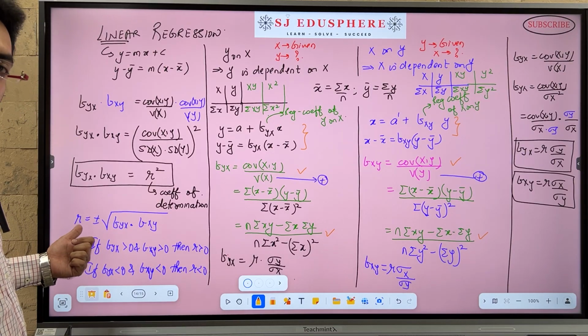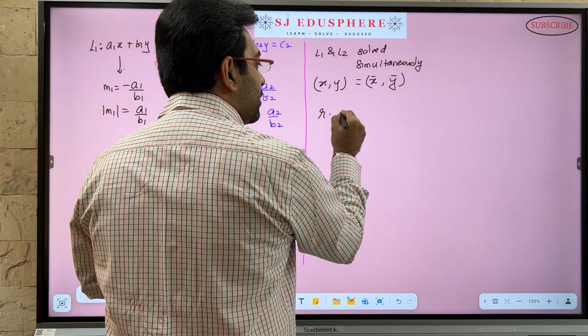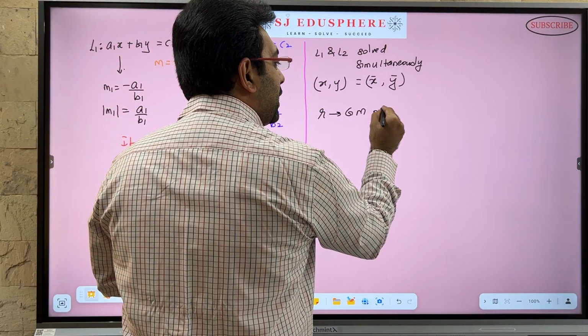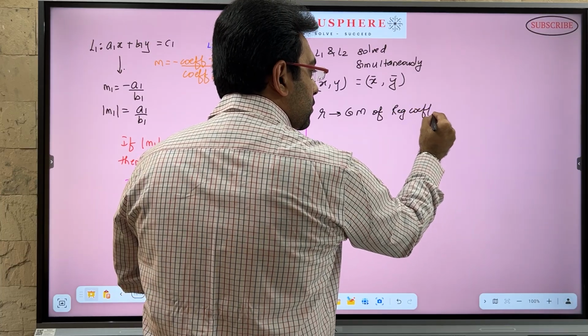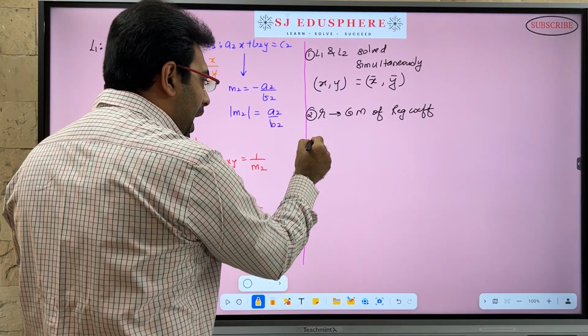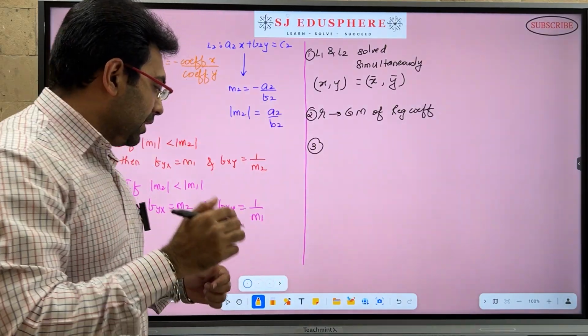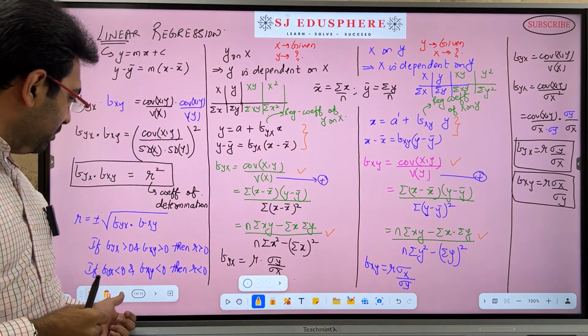When I get my correlation, I am saying R is the geometric mean of my regression coefficients. Okay.